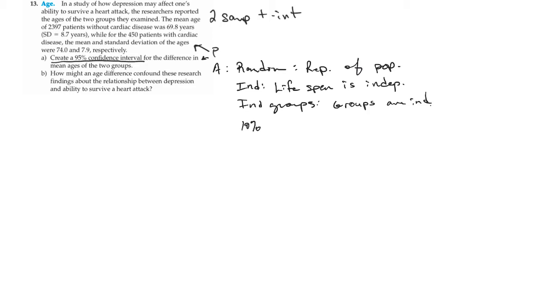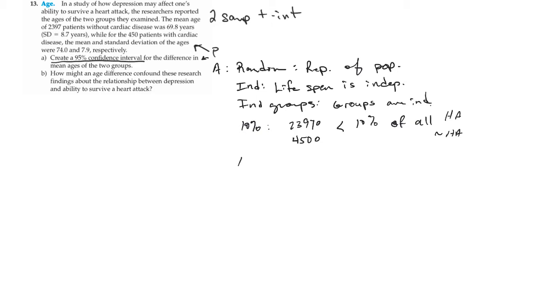You have 10%. So we have two different sample sizes, 2,397 and then 450. If we multiply both of these by 10, right, this is definitely less than 10% of all people with either heart attacks or no heart attacks. You're talking about millions of people in both groups. That's such a big difference. It's probably not even really worth talking about 10% because it's pretty obvious that that's true.